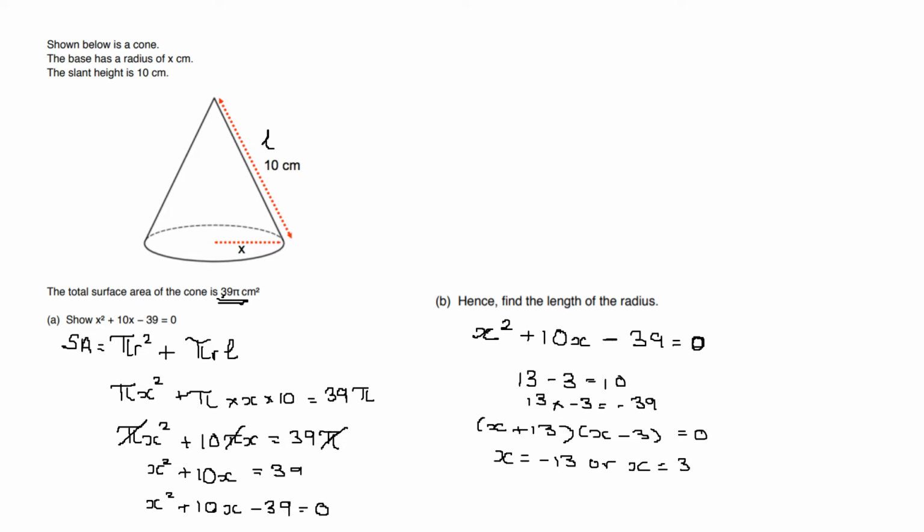Now, we're looking for a radius. A radius is a length. The radius has got to be positive. So we can exclude x equals minus 13 because we can't have a length that's minus 13 centimetres long. So the only solution that actually makes sense in this context is 3. So our radius will be 3 centimetres.